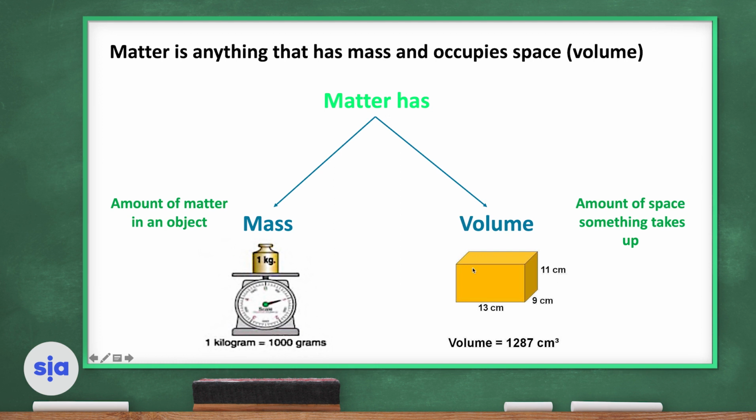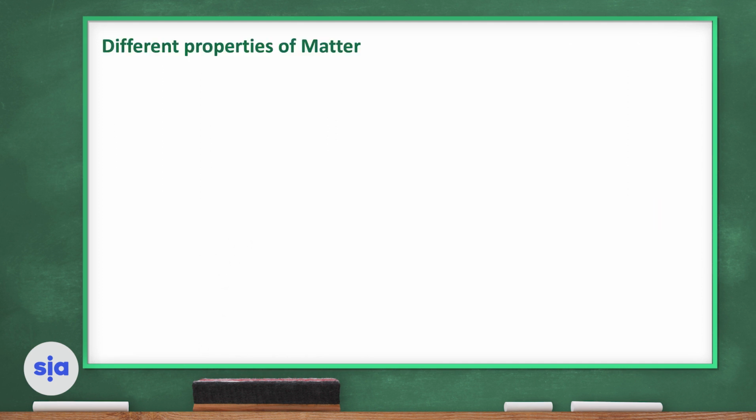What about this cube? One side is 11 centimeters, this one is 9 centimeters, and the width, or this side, is 13 centimeters. So if we multiply the three sides together, we get something called volume. Volume is the amount of space taken by this cube. This is volume. Now let's discuss together different properties of matter.